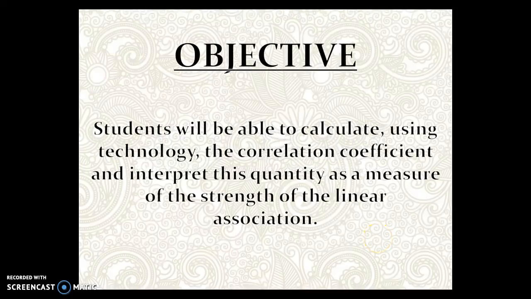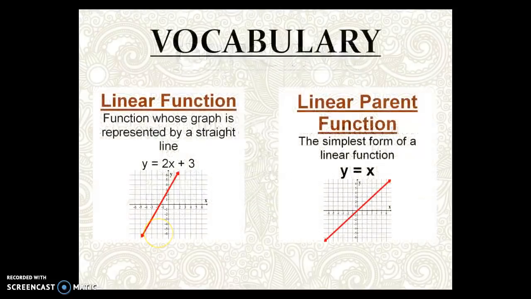So students will be able to calculate using technology the correlation coefficient and interpret this quantity as a measure of the strength of the linear association. So yesterday we went over positive, negative, or no correlations, okay? We're going to go a little deeper today.